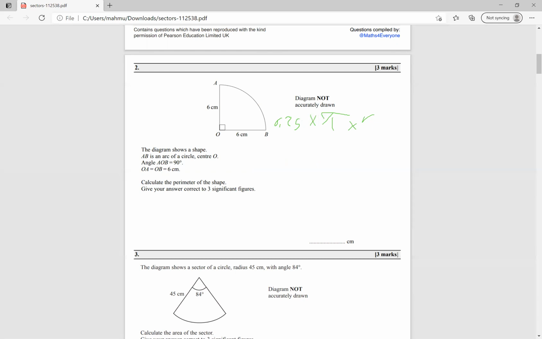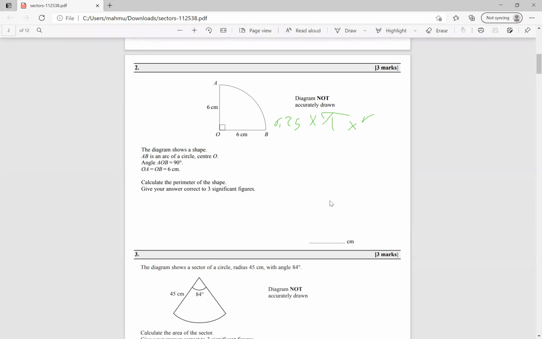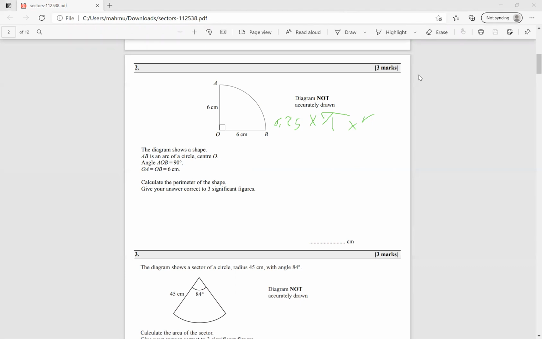0.25 times 3.14 and then times 6. That's 4.71. Well, no, there should be 2 pi's though. There should be 2 pi times r. So I can just do times pi again. So you should have done here. That should be the equation. So it should have been 90, or we know 90 is 1 over 4.